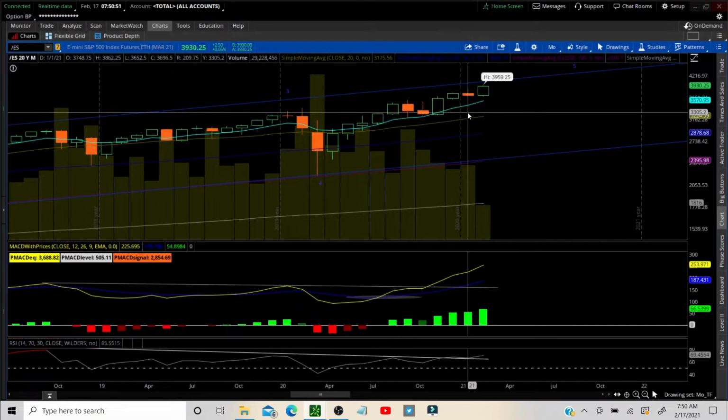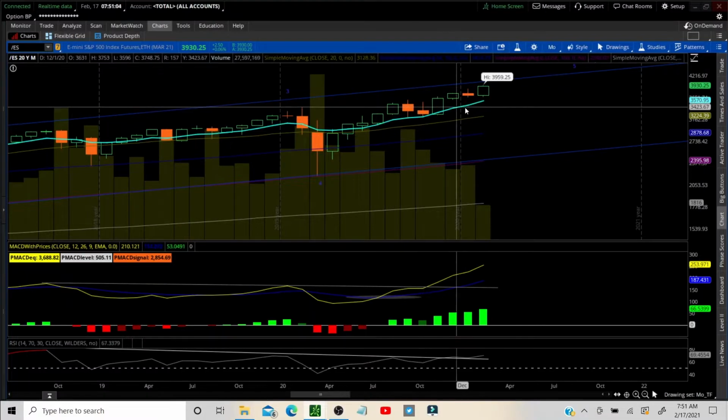We are gonna go over ES on multiple time frames, check out some trade ideas. They are not long-term. I want to repeat, they are short-term. So let's check everything out.